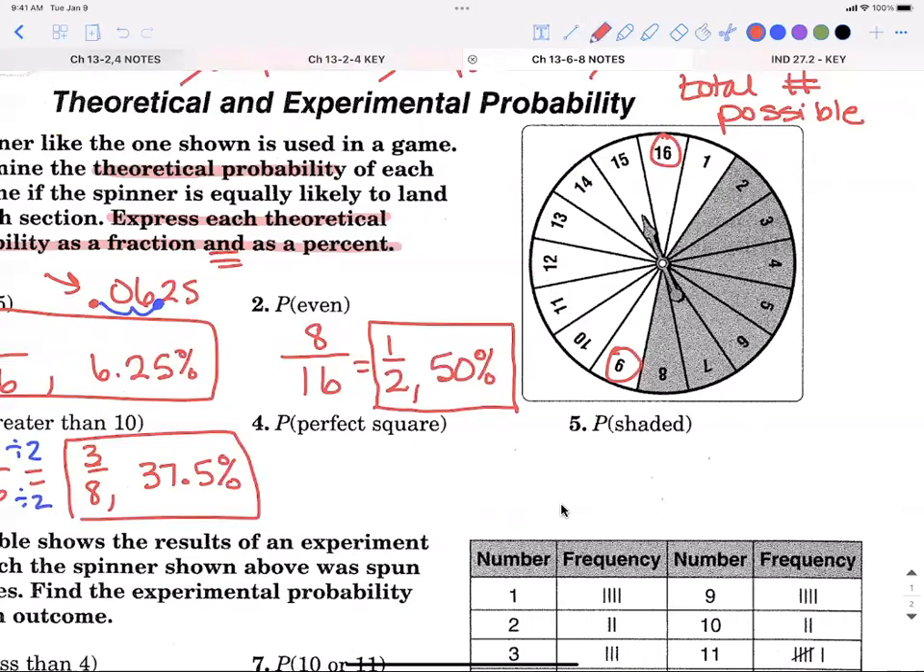There's 2 more. What's 1 times 1? 1. What's 2 times 2? 4. 3 times 3 is 9. 4 times 4 is 16. So those are our perfect squares. So we had 4 out of 16, which we're going to reduce, right? Both of those are divisible by 4. So we get 1/4. Yeah, so 25%. 1 divided by 4 is 0.25. Bounce, bounce, and you get 25%.